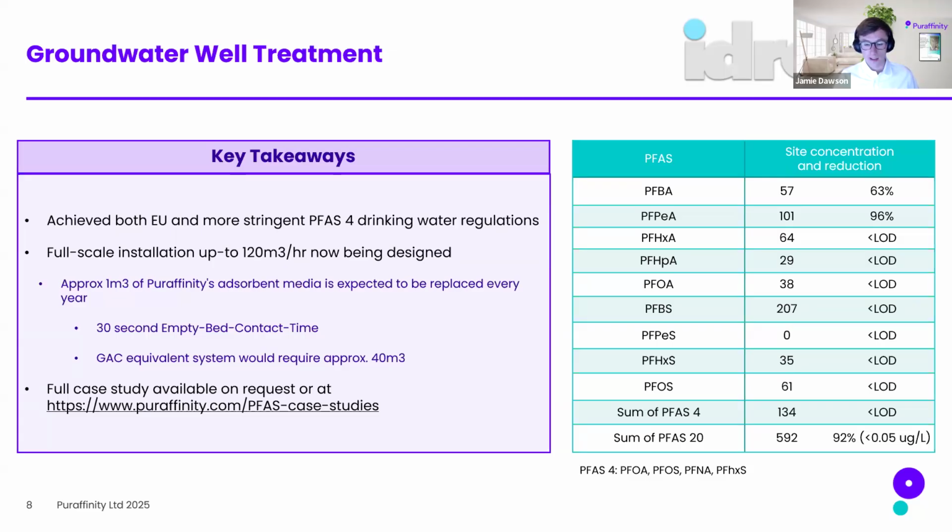So here we were looking at the EU regulation to get below 0.1 micrograms per litre, and we also looked at the sum of PFAS 4. We achieved both those regulations with a fairly high starting concentration of just under 600 ppt, or nanograms per litre, for the PFAS 20, achieving 92% total removal, well below the regulatory requirement, and also achieving the more stringent PFAS 4 regulations as well. So these results are applicable to all of Europe and the US, in fact.